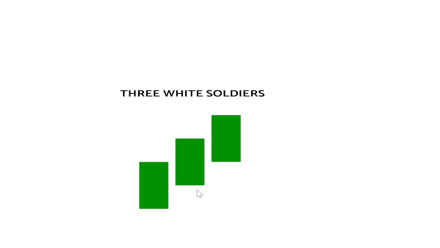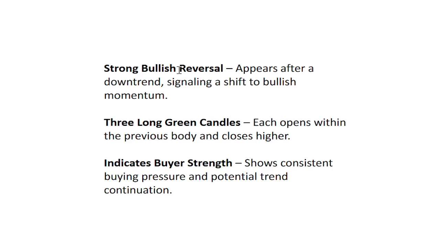So you notice that the price closes above the previous day's price. So let's look at the characteristics. Strong bullish reversal appears after a downtrend, signaling a shift to bullish momentum. Three long green candles, each opens within the previous body and closes higher. Indicates buyer strength, shows consistent buying pressure and potential trend continuation.